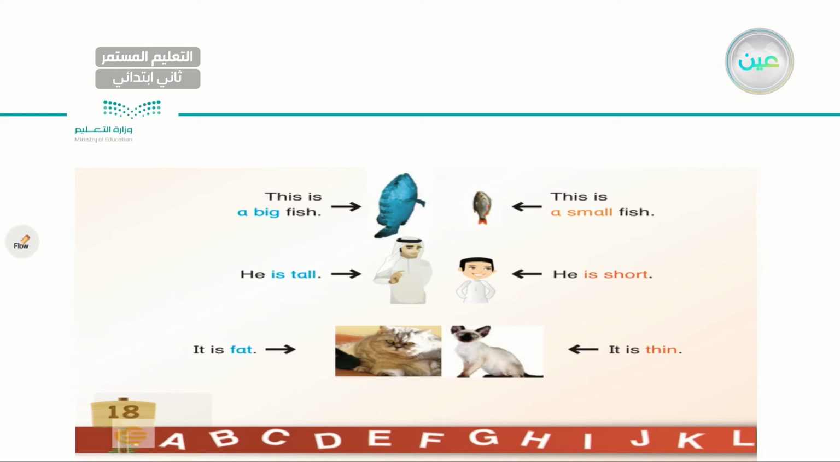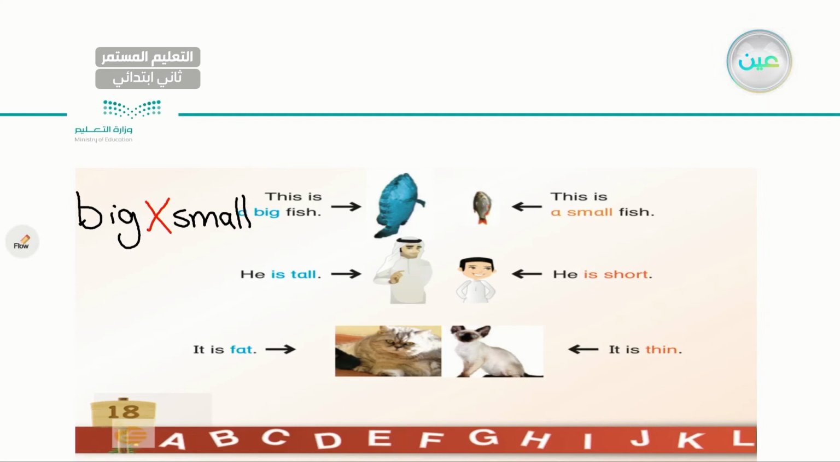How about the second fish, my dear student? This is a small fish. Very good. So let's go ahead and write the 2 adjectives here. I have big and I have small. And they are 2 opposite adjectives. Next one.